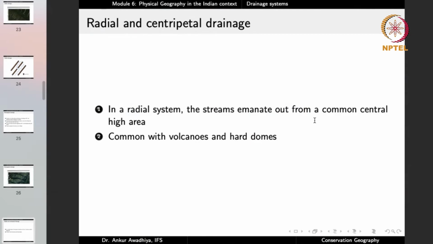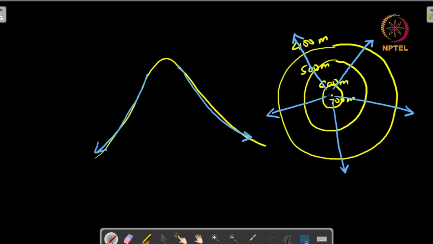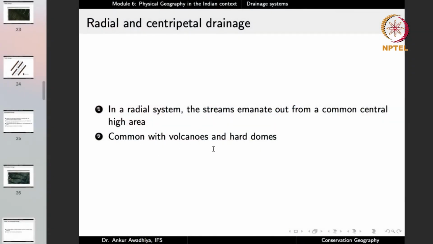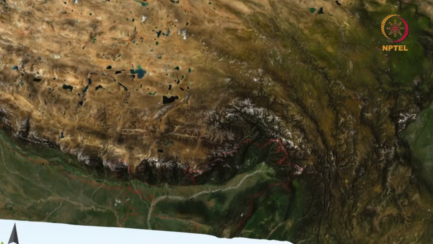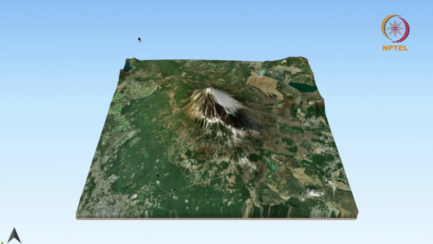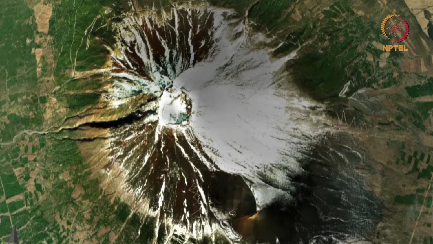So in a radial system, the streams emanate out from a common central high area, and the high area is typically the peak of the hill or the mountain. And it is common with volcanoes and hard domes. So for instance, if you look at Mount Fuji, in this case, the streams will move like this. So you'll have streams moving in this direction, another stream moving in this direction, another stream moving in this direction. So all the streams are moving away from this common high point. So this is a radial drainage.